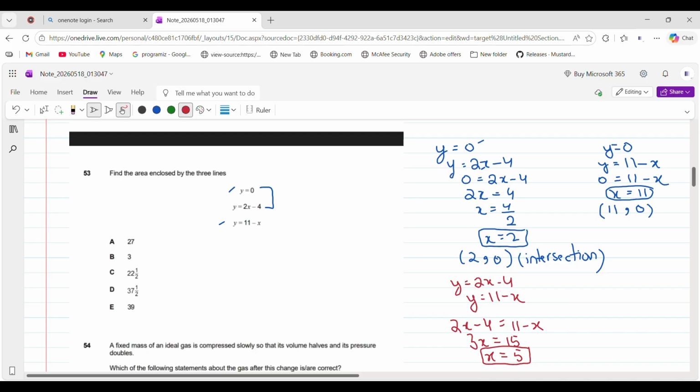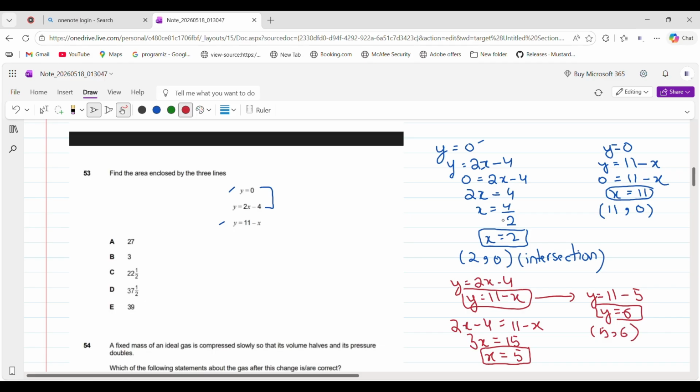3 times 1 is 3 and 3 times 5 is 15, so x equals 5. Now we need our y value. Using this equation, y equals 11 minus x, where x is 5, so 11 minus 5 is 6. So the third intersection point we have gotten is 5 comma 6.